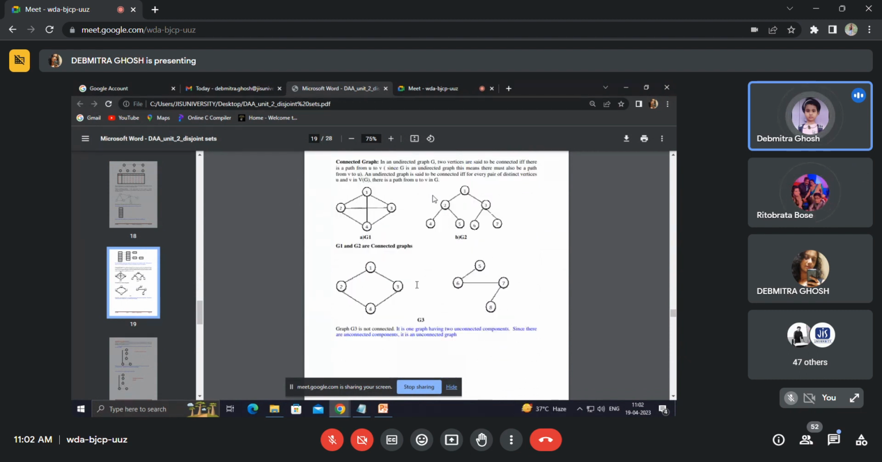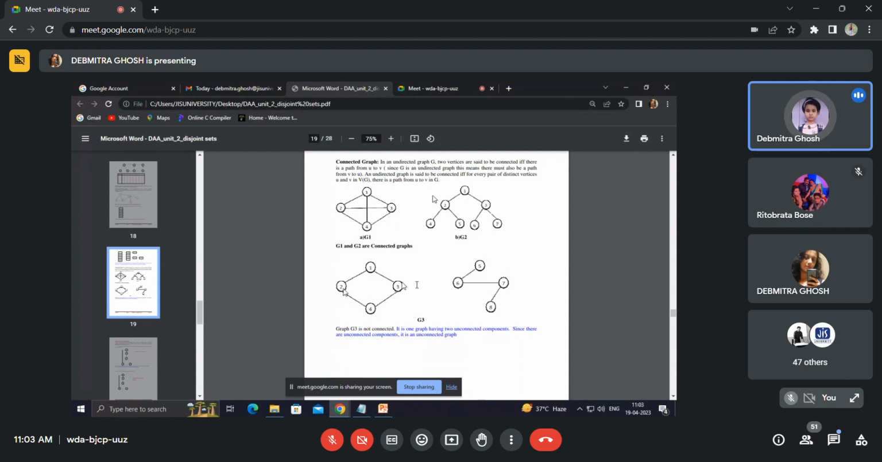Now, what is a connected graph and a disconnected graph? These are connected graphs. 1, 2, 3, 4, all the vertices are connected to each other, this is a connected graph. This is also a connected graph. 1, 2, 3, 4, 5, 6, 7, these are again a connected graph. But is G3 a connected graph? No, because there is no connection between 2 and 3. You cannot go from one vertex to another easily.